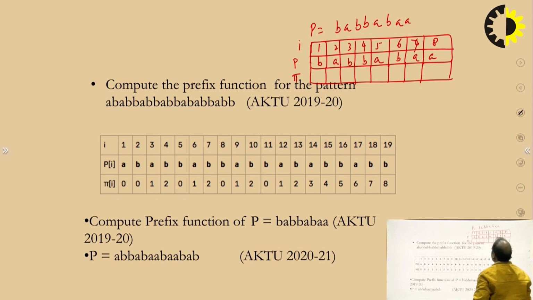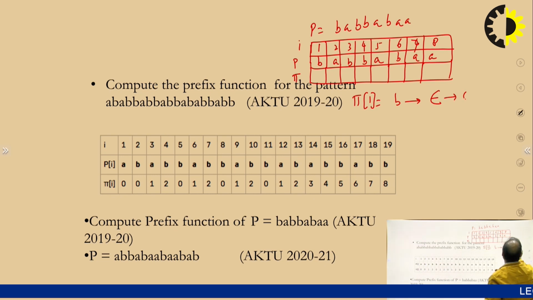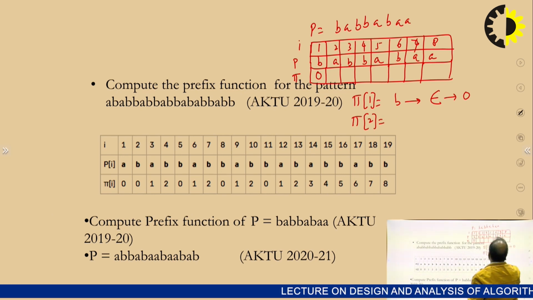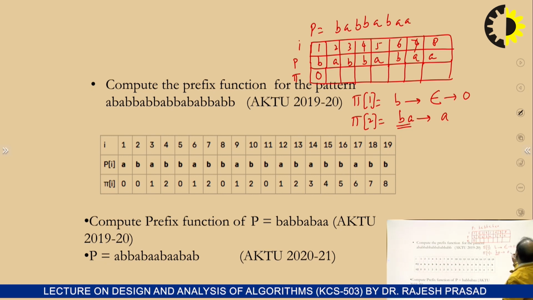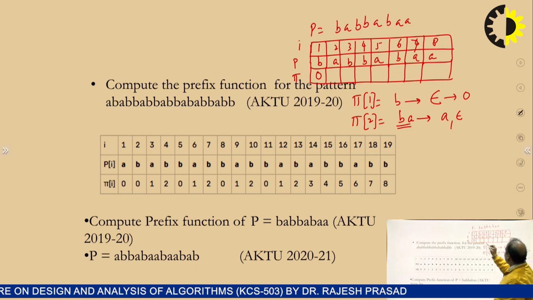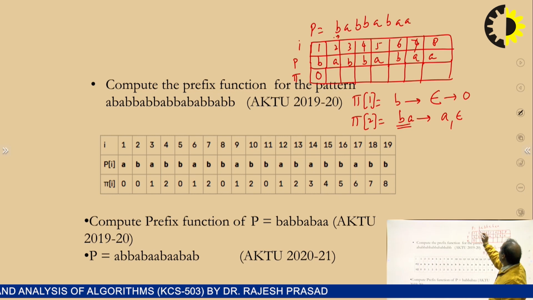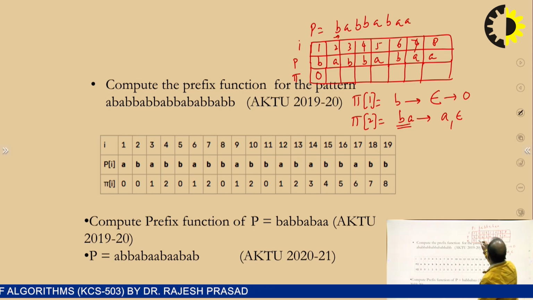See, if you are interested in pi 1, it means up to this B. So find out its proper suffixes, right? Find out its proper suffix, like epsilon, and its length is going to be 0. So store 0 over here, right? Clear? Yes. Now if you are interested in pi 2, that means we have the pattern up to BA length, right? So its proper suffixes are A and epsilon. Look here, A is not found as prefix of the pattern. A is not prefix of the pattern. So that means it is still going to be 0.